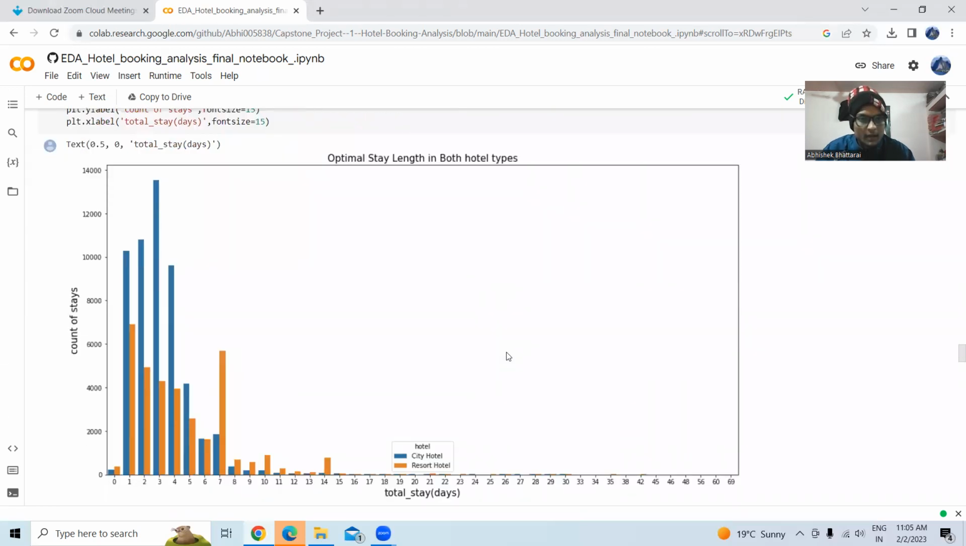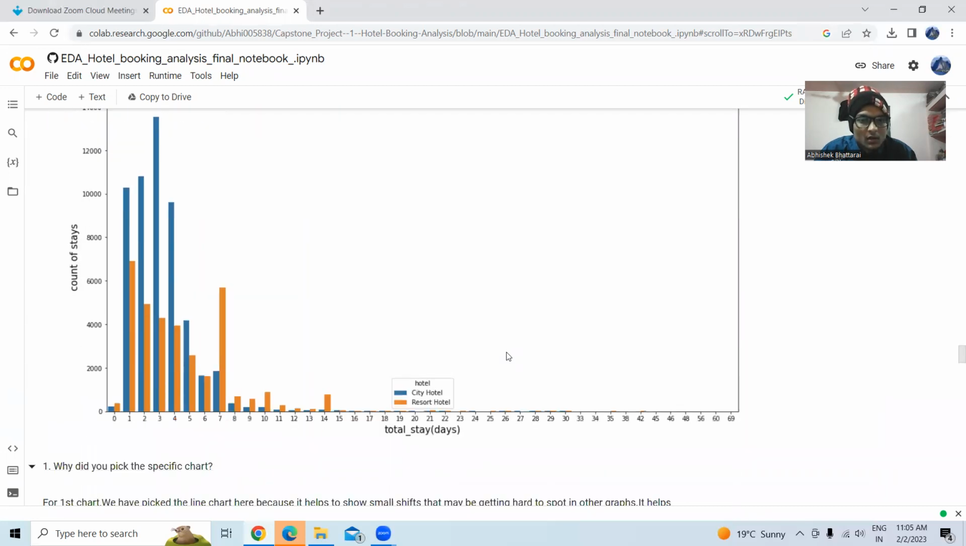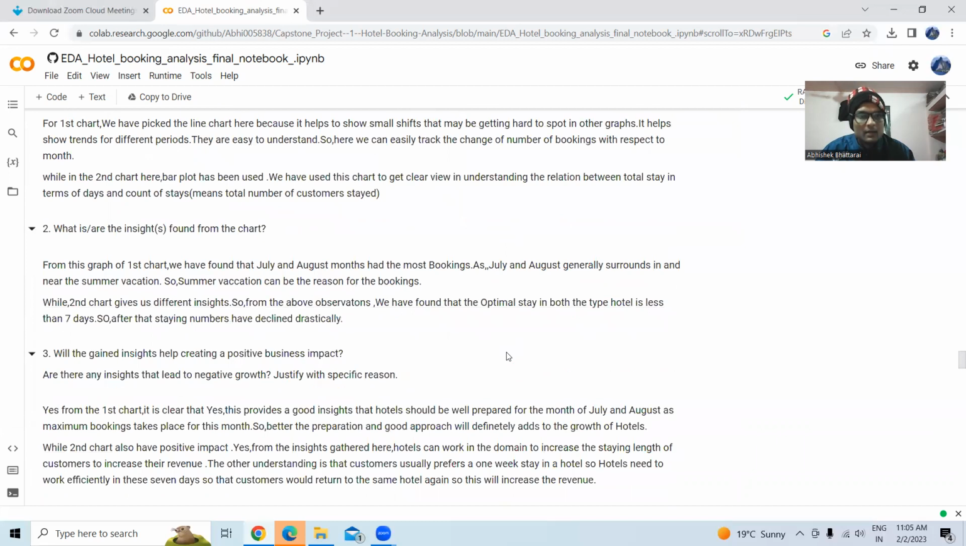For optimal stay length, you can see the count of stays for City Hotel and Resort Hotel. The City Hotel has a higher stay length in comparison to the total. And yes, the other answers are written here.